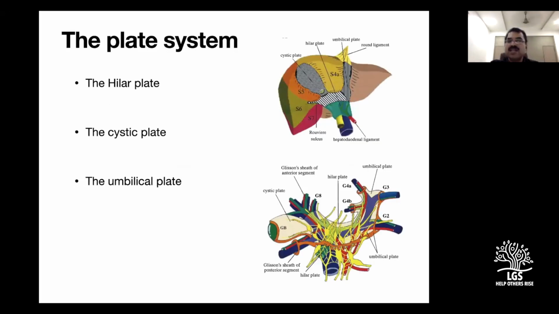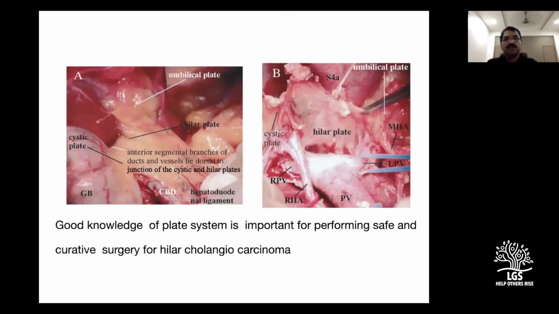You have three plates. One is the hilar plate, second is the cystic plate, and third is the umbilical plate. In addition to the artery and vein, it also contains the bile duct, nerve plexuses and a rich lymphatic network. So this is the intra-operative picture of these three plates. A good knowledge of this plate system is very important for performing safe and curative surgery of hilar cholangiocarcinoma, because we can do surgery of hilar cholangiocarcinoma, but it may end up in a margin-positive resection.